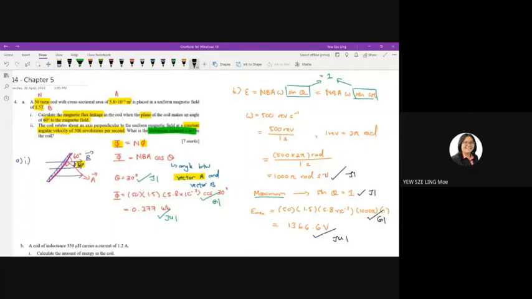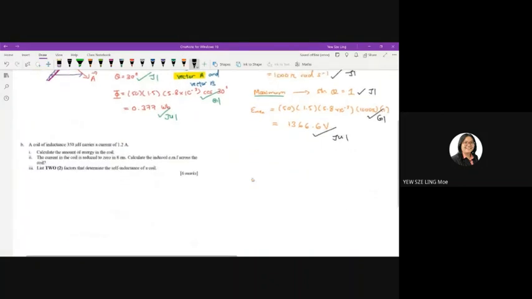So unit conversion is very important in your exam, right? You need to have it right in order to get full marks. So that is your questions for A. How about questions for B?